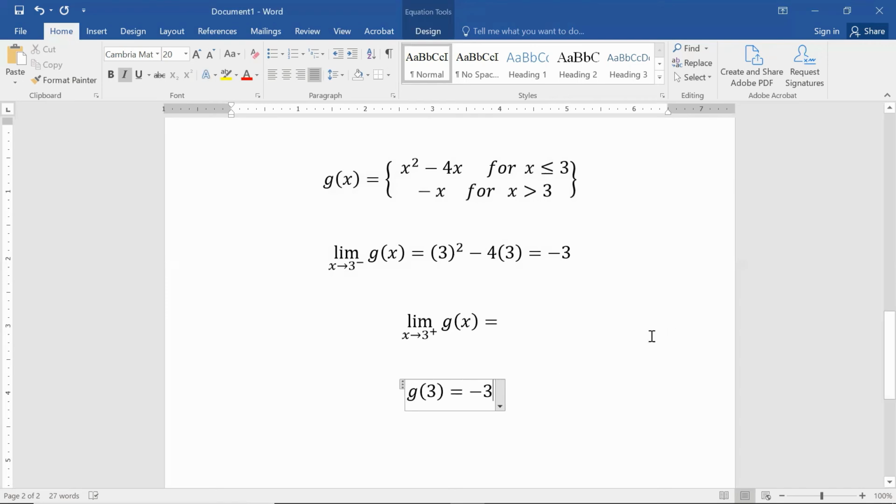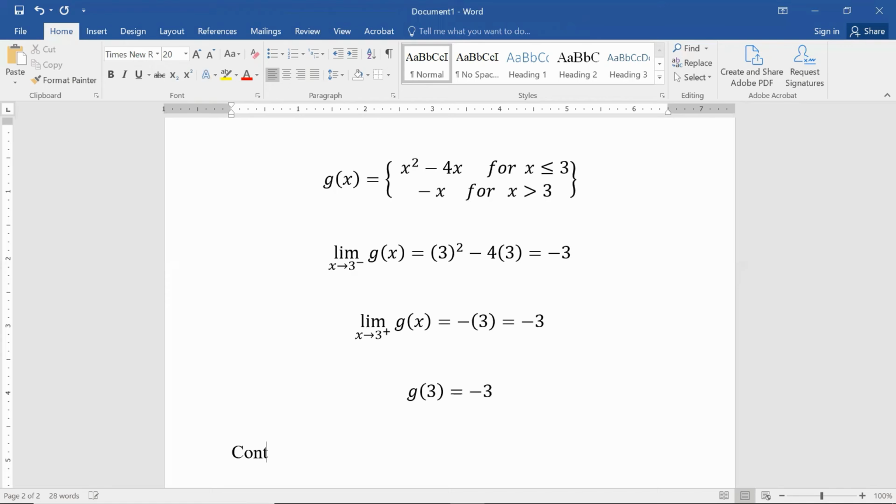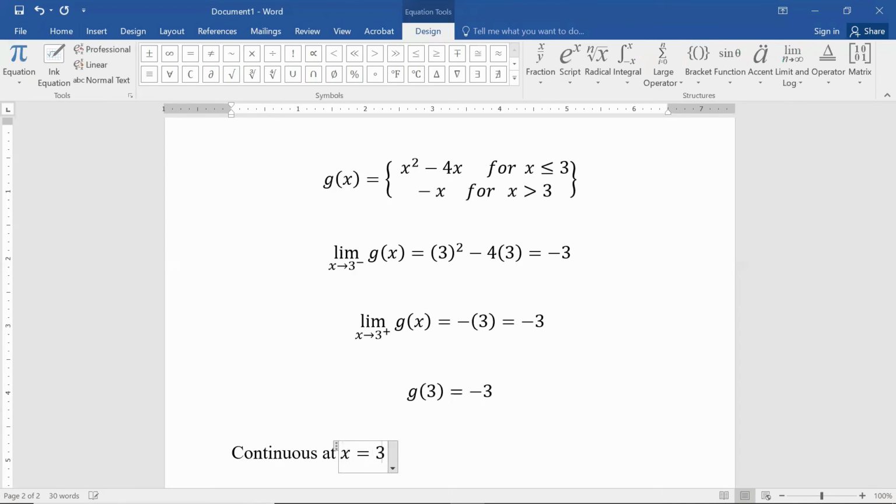Well, what's going to happen as you approach 3 from the right? Since you're approaching 3 from the right, you're going to use negative x, which is going to give you negative 3. So what does that mean? That means our function is continuous at x equals 3.